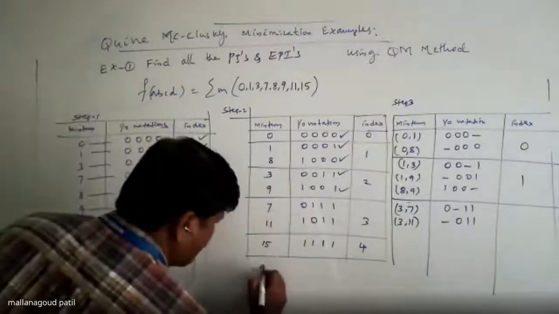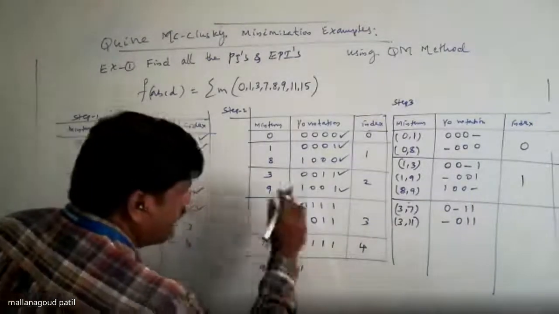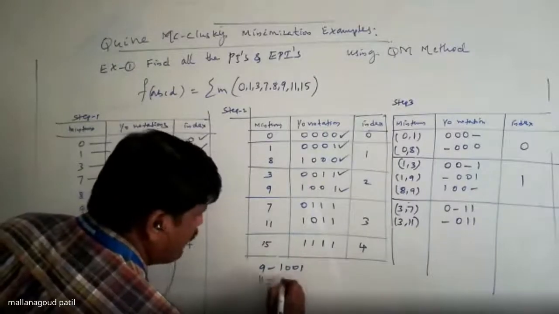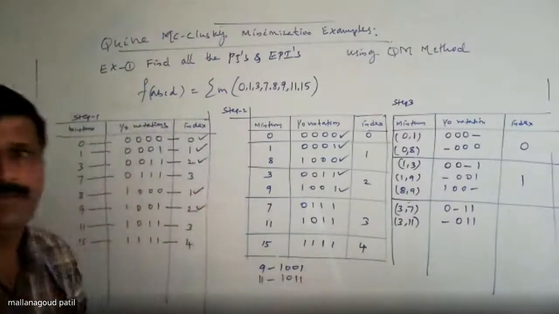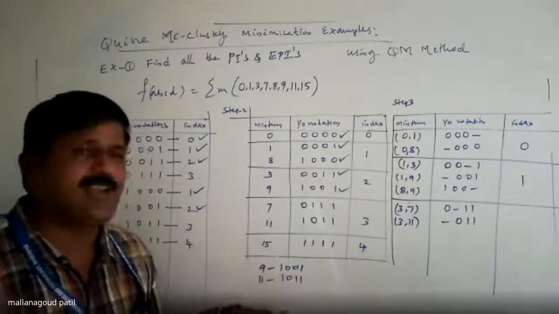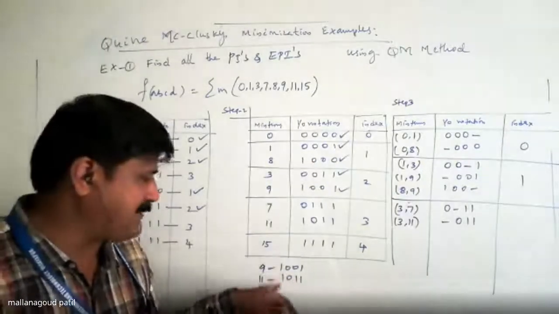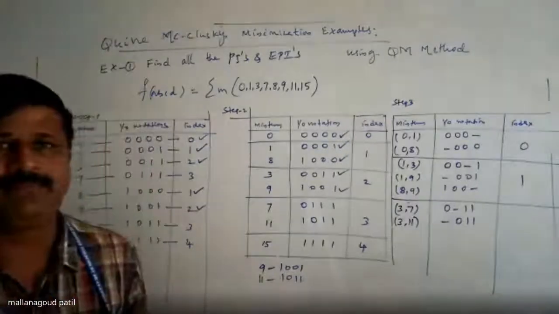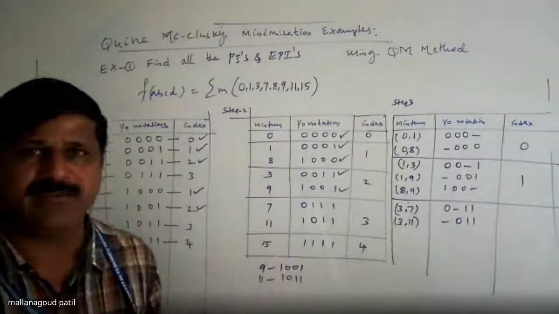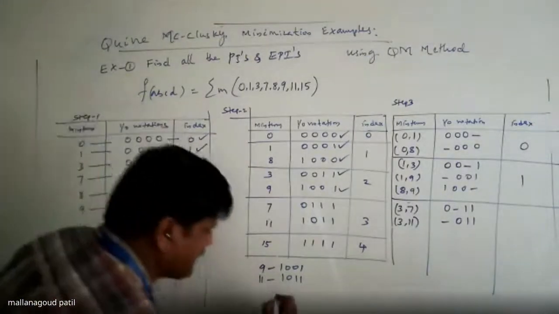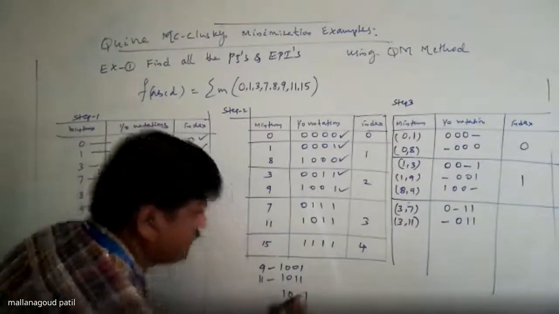9 representation will be 1, 0, 1 and 11 representation will be 1, 0, 1, 1. Now you check it. Is it logical adjacent? Yes. First bit is same, second bit is same, last bit is same. Only third bit is differ. Now I represent this one as 1, 0, 1.